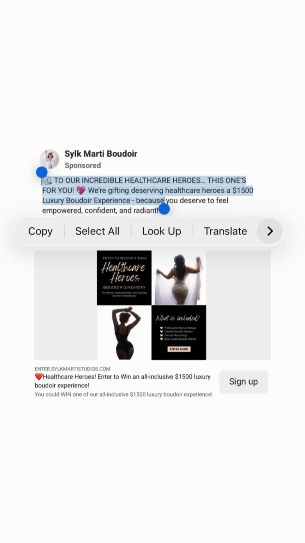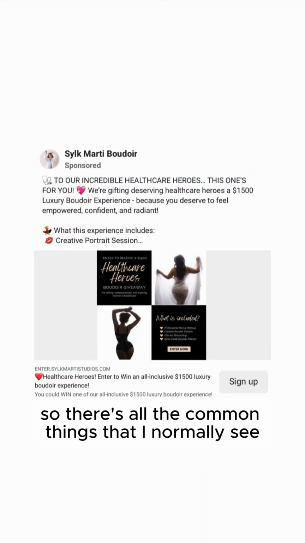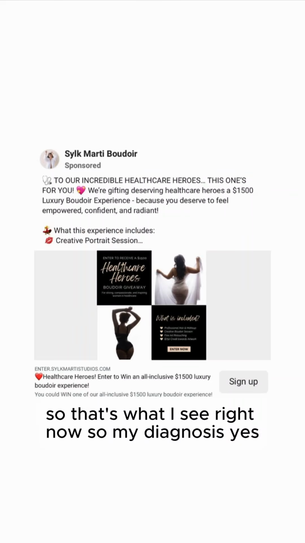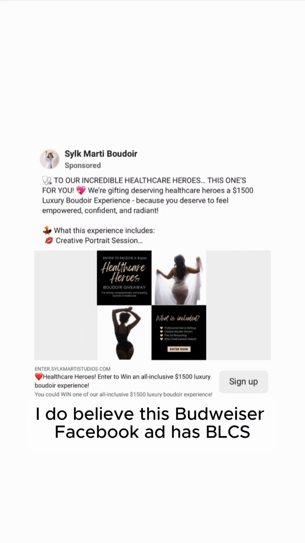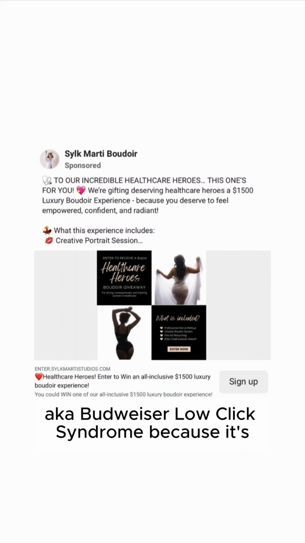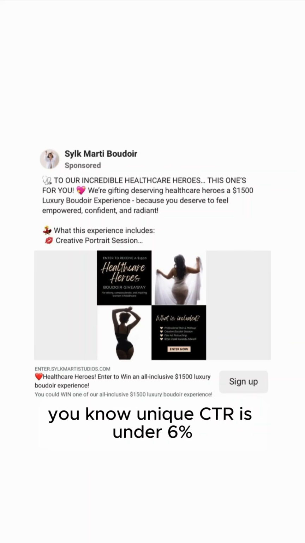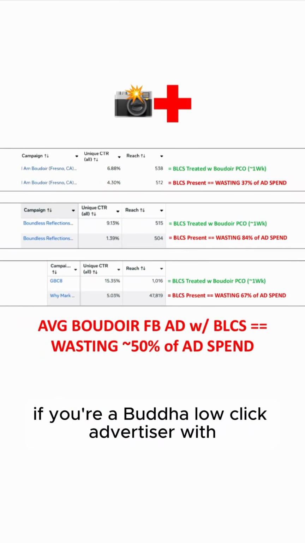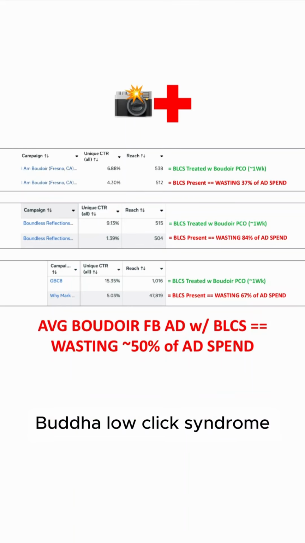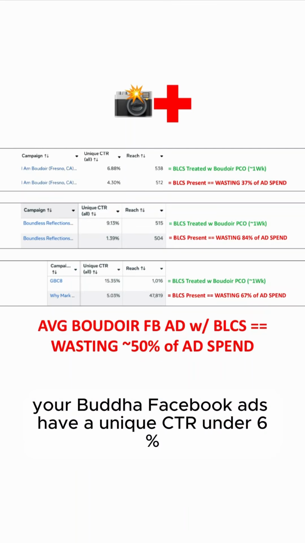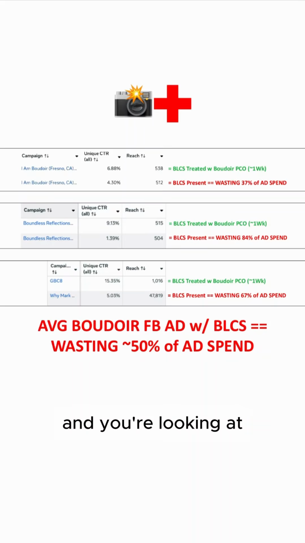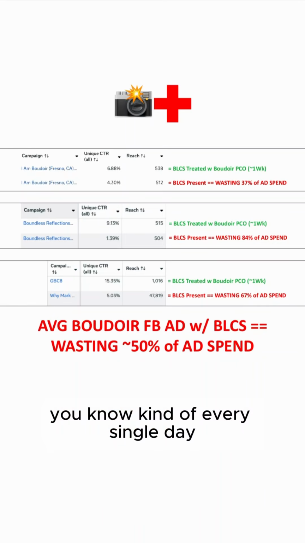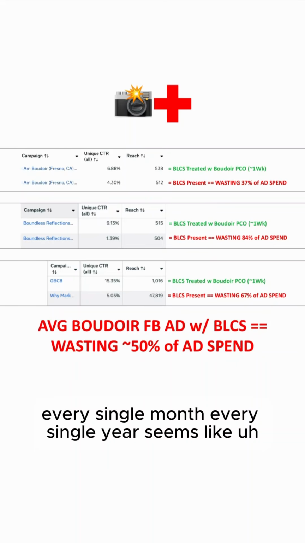So, all right, those are all the common things that I normally see, and that's what I see right now. So my diagnosis, yes, I do believe this Boudoir Facebook ad has BLCS, aka Boudoir Low Click Syndrome, because its unique CTR is under 6%. So if you're a BLCA with BLCS, if you're a Boudoir Low Click Advertiser with Boudoir Low Click Syndrome, your Boudoir Facebook ads have a unique CTR under 6%, and you're looking out there in the marketplace, seeing it's getting more saturated, every single day, every single week, every single month, every single year.